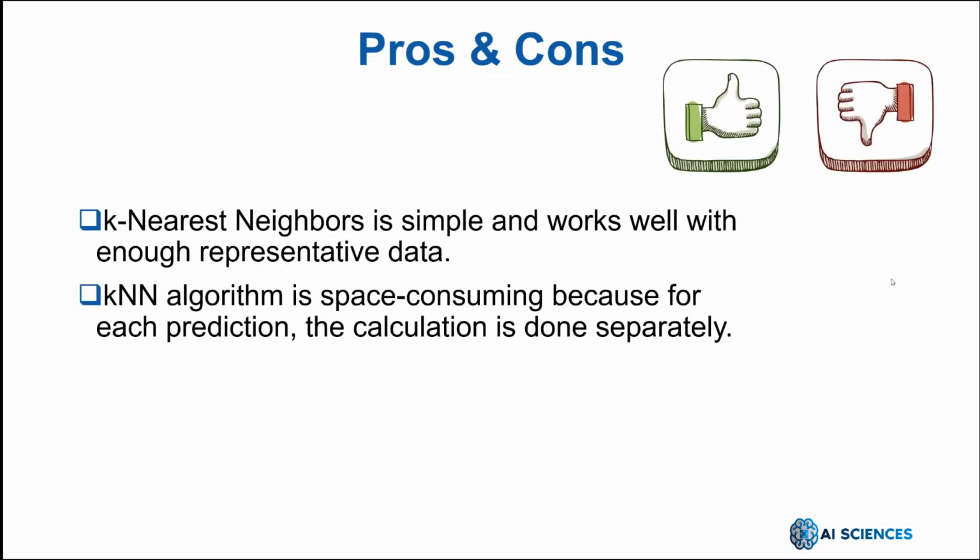K nearest neighbor has a lot of benefits. Among them, its simplicity and flexibility. It also works well with enough representative data. The problem that we can face sometimes is that the KNN algorithm is space-consuming, because for each prediction, the calculation is done separately.